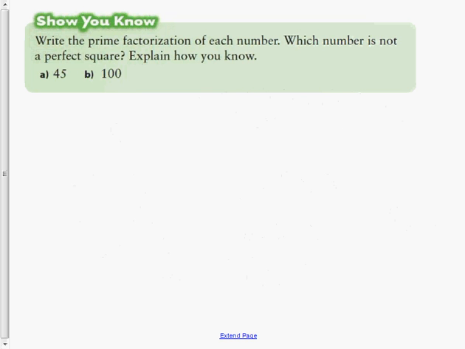If I look at the number 100, I can break it down a whole bunch of different ways. I can break it down into 10 times 10. I can break it down to 2 times 50. I can break it down to 4 times 25. It really doesn't matter what you start with. I'm going to start with 4 and 25.